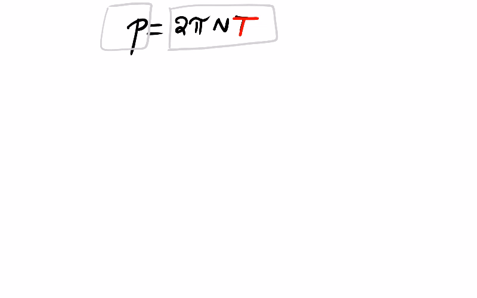Rearranging or transposing the formula P equals 2 pi n T to make T the subject. I'll highlight T. If we want T to be the subject, it means we want this formula rewritten as T equals the rest. So it means we need to remove everybody around T. Everybody on the right hand side, which is the focus here. On the left hand side there is no T, so we don't need to worry about it.